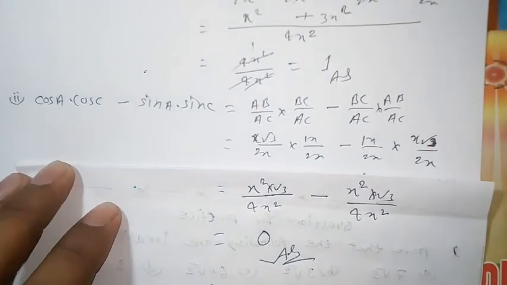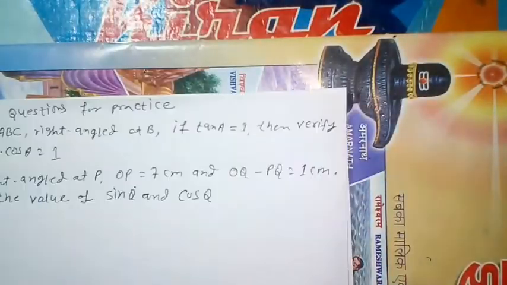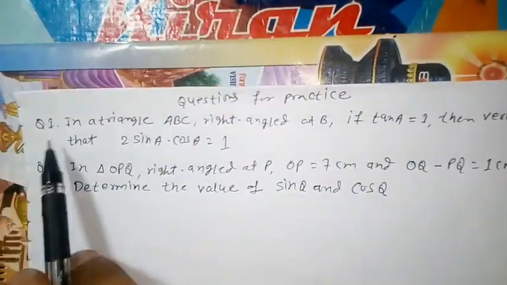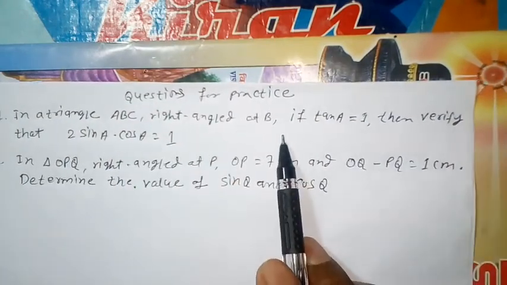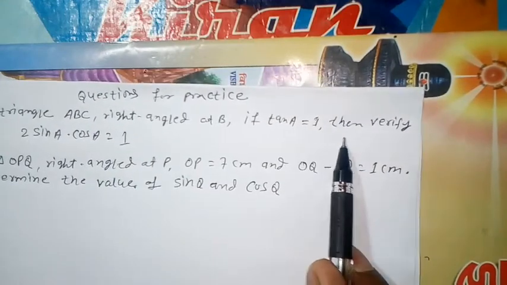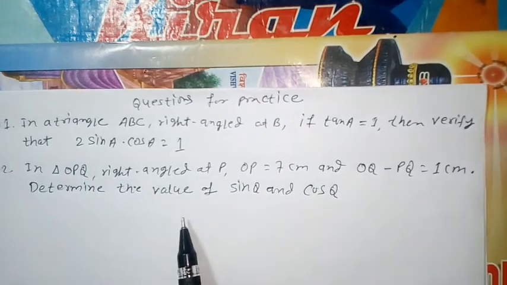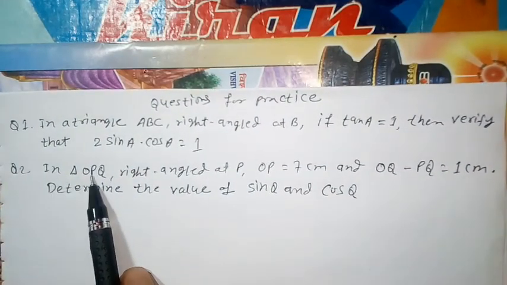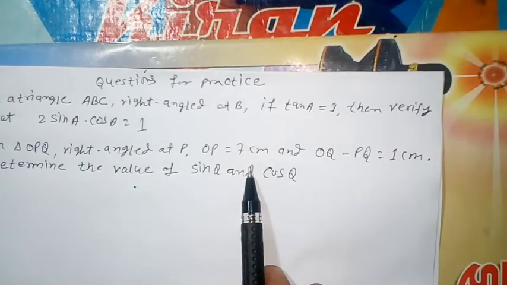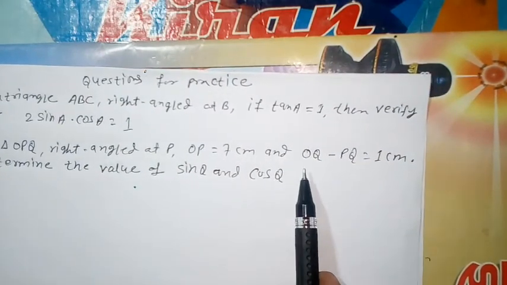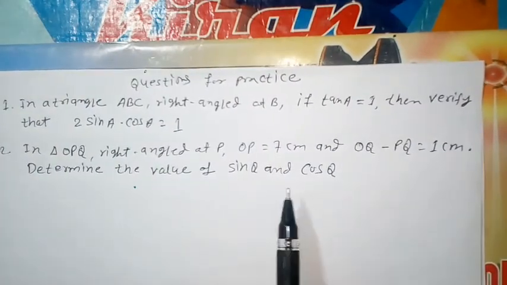Now I am giving questions for practice. Question number 1. In a triangle ABC right angle at B, if tan A is equal to 1, then verify that 2 sin A into cos A is equal to 1. The next question, in triangle OPQ right angle at P, OP is equal to 7 cm and OQ minus PQ is equal to 1 cm. Determine the value of sin Q and cos Q.